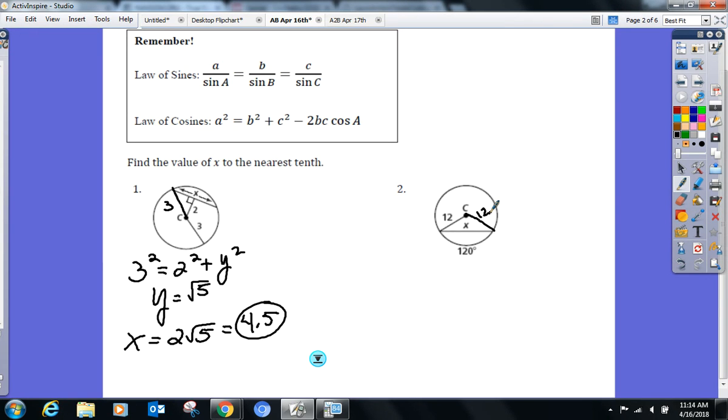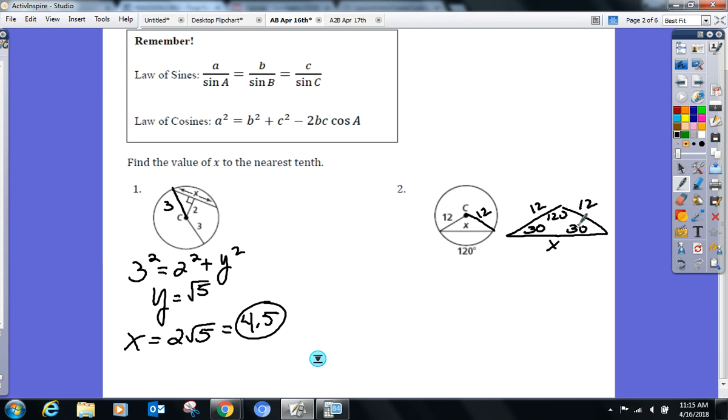This is what I've been talking about, how all these days build and build. 120 is also the same measure as the central angle. So if I draw this triangle out right now, I have 12, 12, x, 120. Can you find the other two angles? Maybe that'll help me out. You guys said it was isosceles. What are the other two angles? 30 and 30.